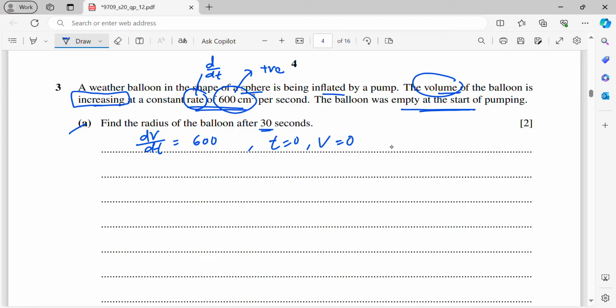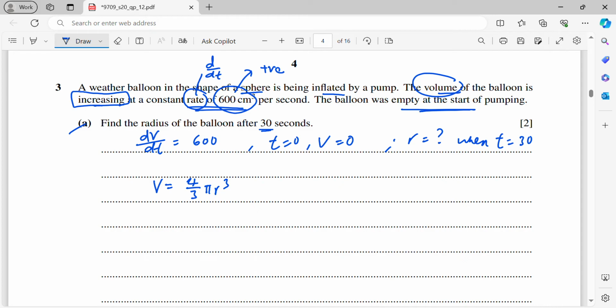Now A, find the radius of the balloon after 30 seconds. So what is the r, when t equals 30? Okay, so from here, we know that the volume of a sphere is 4 over 3 pi r cubed.